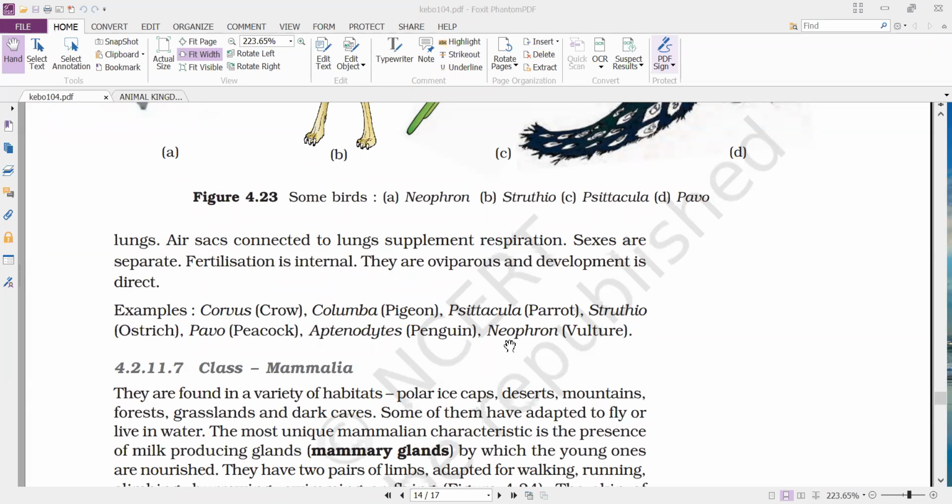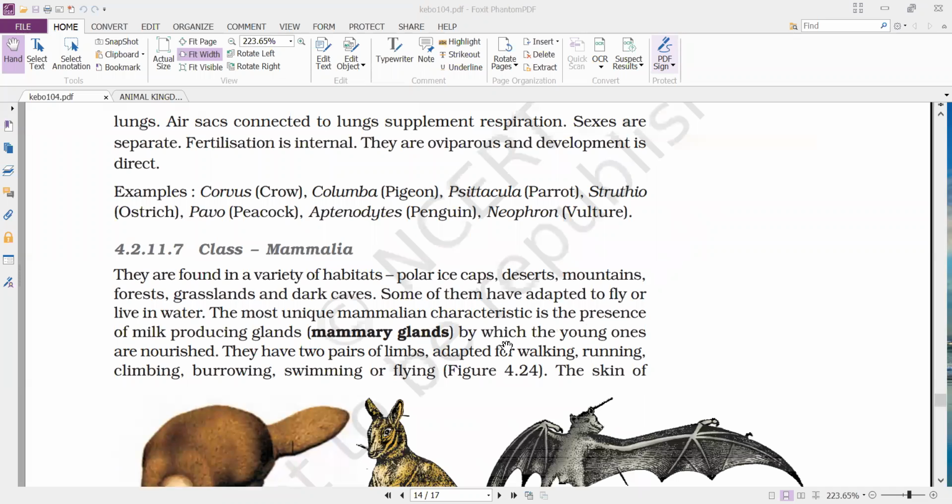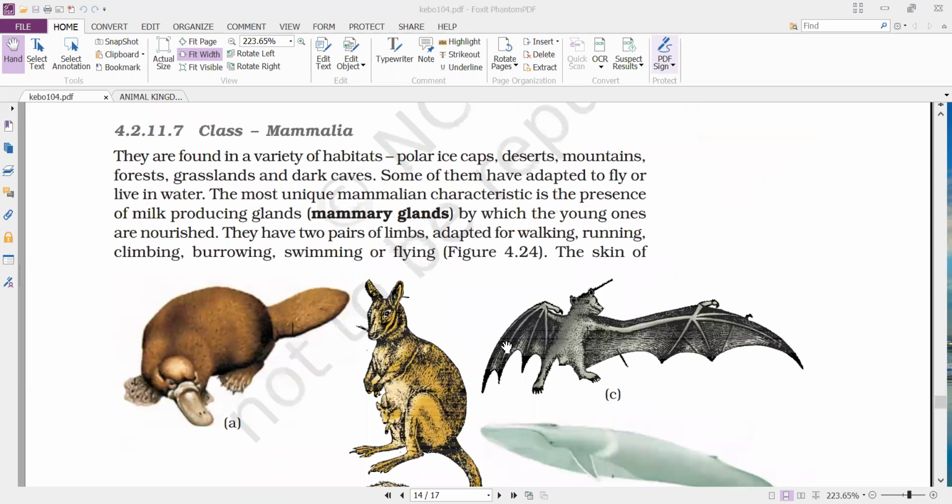And next, the class included under the phylum Chordata is Mammalia. They are found in a variety of habitats like polar ice caps, deserts, mountains, forests, grasslands, and dark caves also. In the dark caves also, these animals are able to live. That means they are present in different habitats.